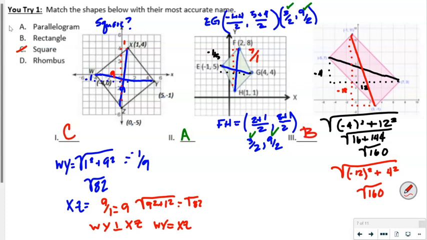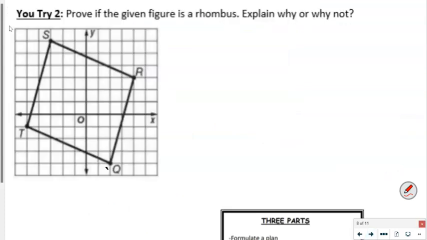Got it? All right. So it says prove that the given figures are rhombus, explain why or why not. So here again, you could prove that all four sides are congruent. There's a quick way to do that. Or you can just prove that the diagonals are perpendicular. Okay, so I don't care which way you do it, but I would propose that the diagonals is the quickest way. I'm going to show you how to do both.